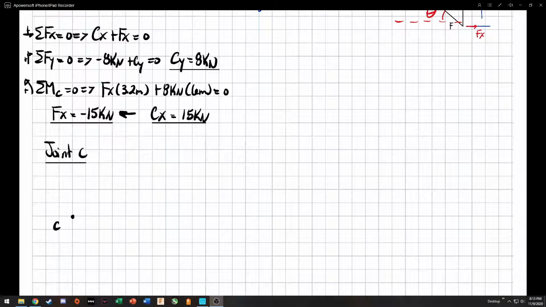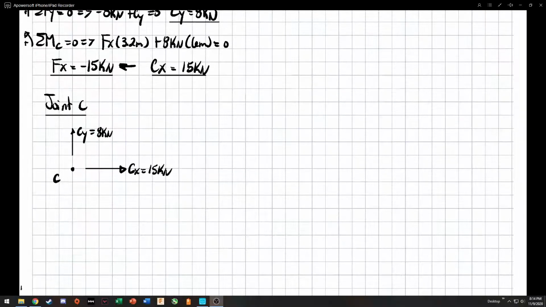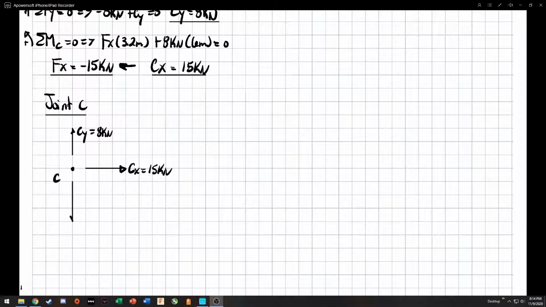So label it C. We have our force Cy. We have our force Cx. Now remember, always draw your arrows going away from the joint, unless you know the force. So like on this one, we know that it's 8 kilonewtons positive, and Cx, which is 15 kilonewtons positive. If you have an unknown force, which is our members, draw those away. So we have force CE, and we have force BC. Now we have our free body diagram set up for our joint.